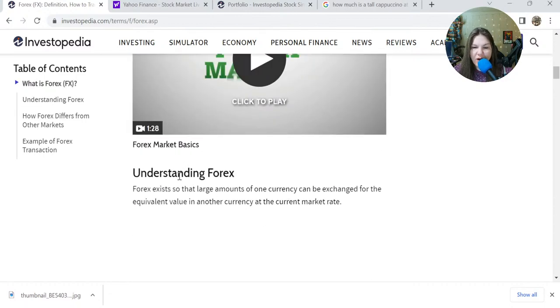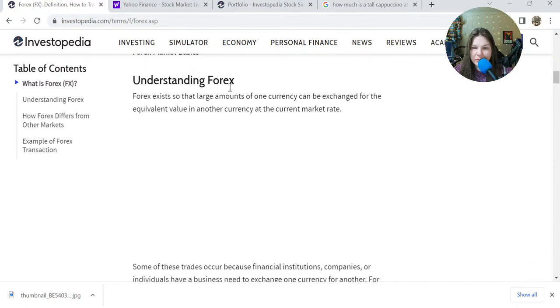Understanding Forex. Forex exists so that large amounts of one currency can be exchanged for the equivalent value in another currency at the current market rate. So between countries, guys, the dollar for the peso.